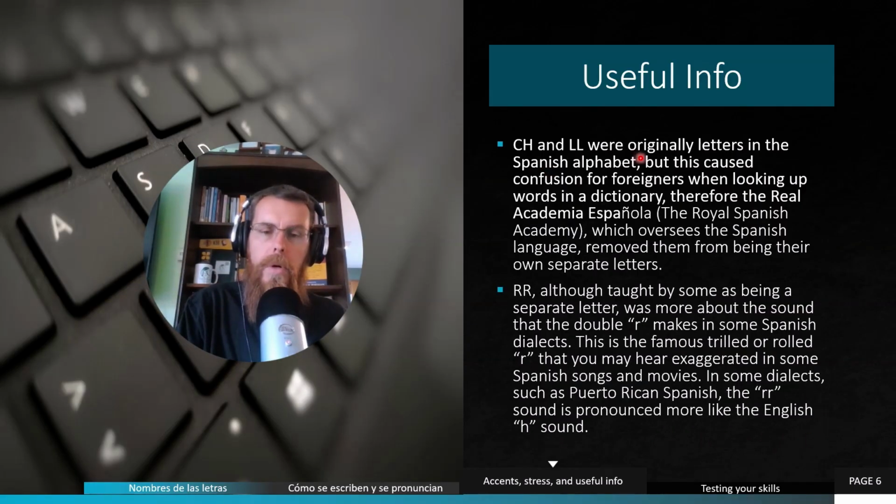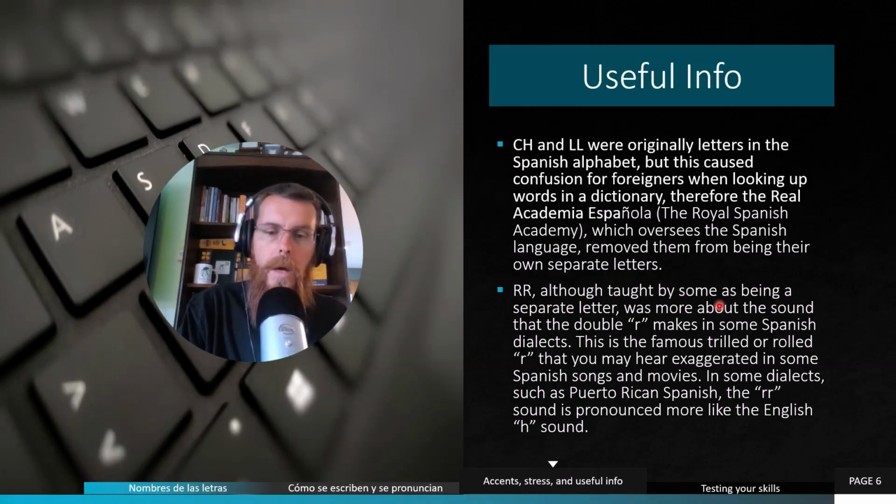Che and Lie were originally considered letters in the Spanish alphabet, and they still are considered letters, but in the dictionary this caused confusion, and so they took the letters out so that foreigners, when looking up words, would not get confused. I gave the example that cinco would come before chavo, and people couldn't find that there was a separate letter, so they were looking it up under C instead of CH. So they took it out. These are still letters, but they're just not in today's dictionaries as their own separate letters. They're added in with C and L.